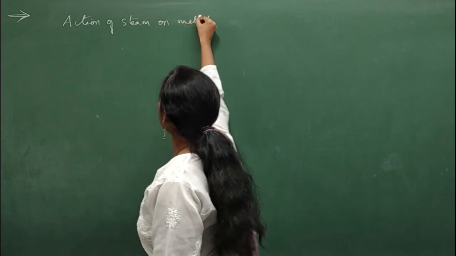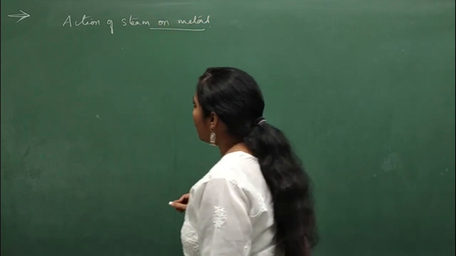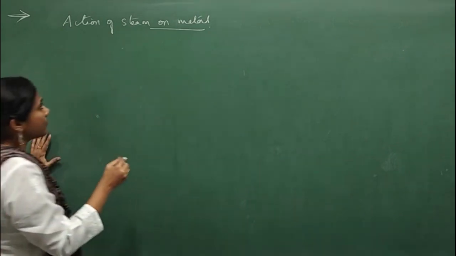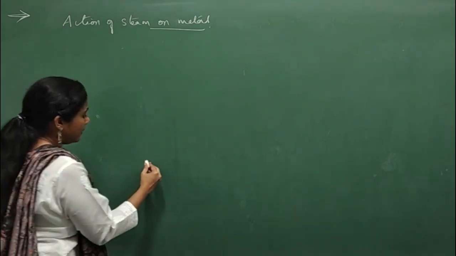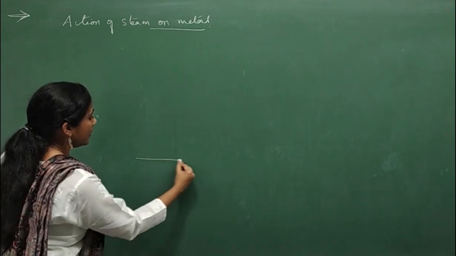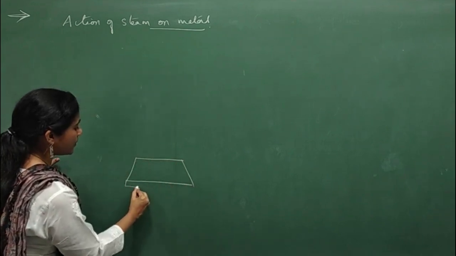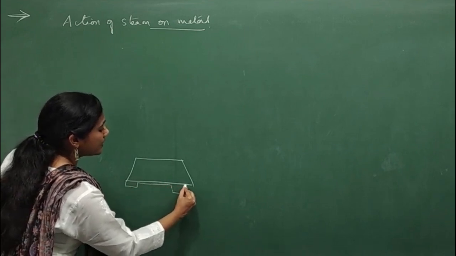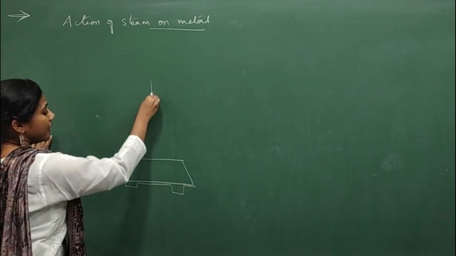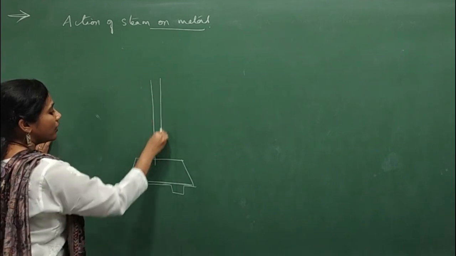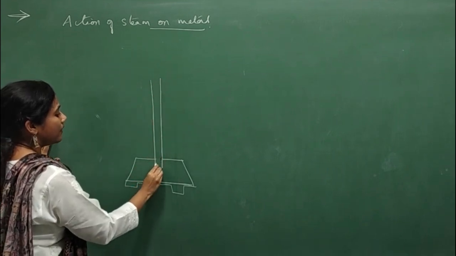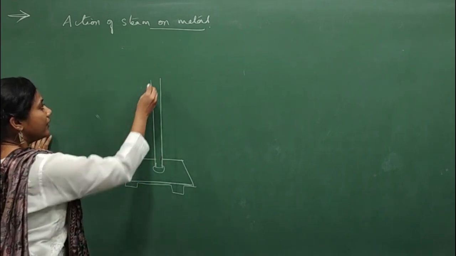Action of steam on metal. How do you start the diagram? Let us start by putting a stand initially. This is our stand, just do it this way. And then a big rod on the stand. This is our big rod.